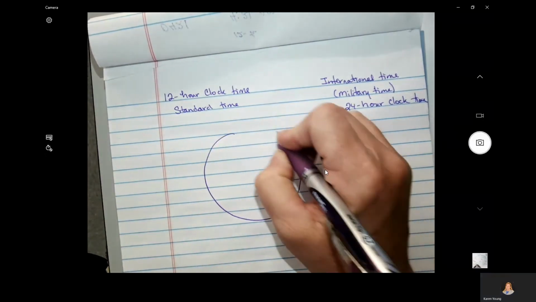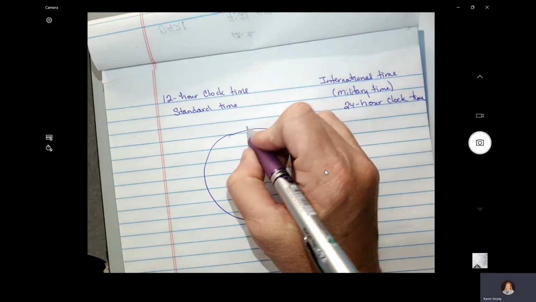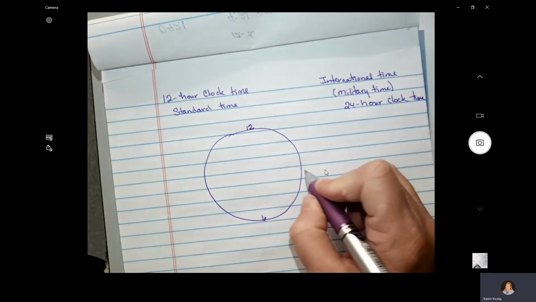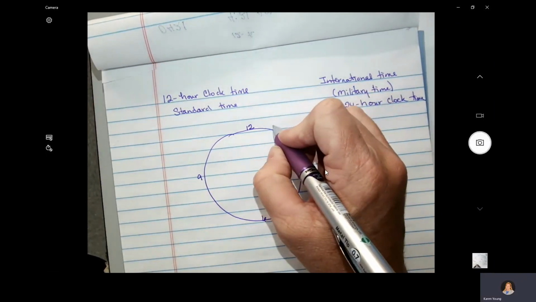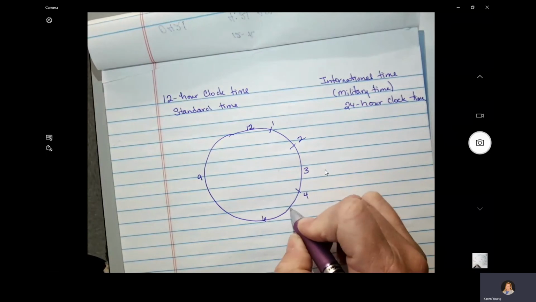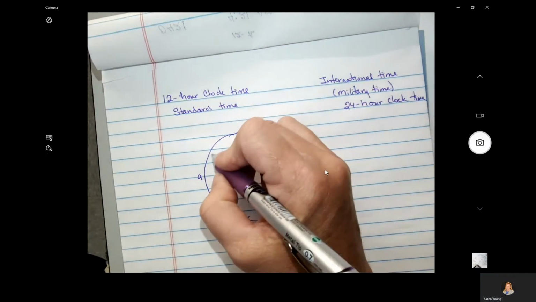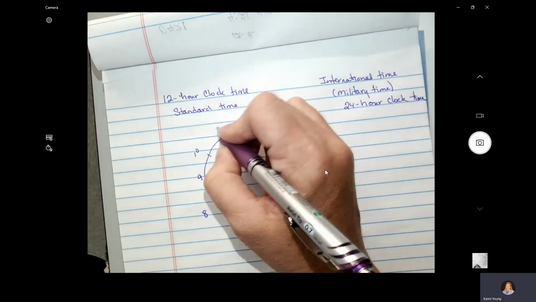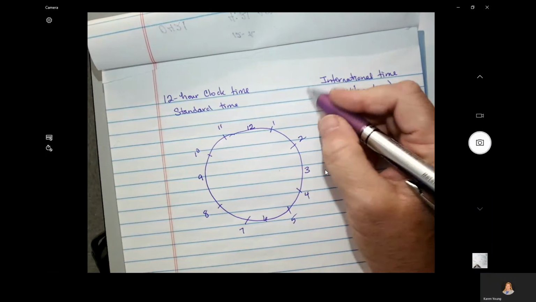That's the worst circle I've drawn today. So we always have our 12. I've got to draw my quarters in, and I still don't get them even. It's hard to be even when you've got an oblong clock or lopsided clock. But you guys get the idea. That's my clock, my 12-hour clock. And this is AM, PM time.